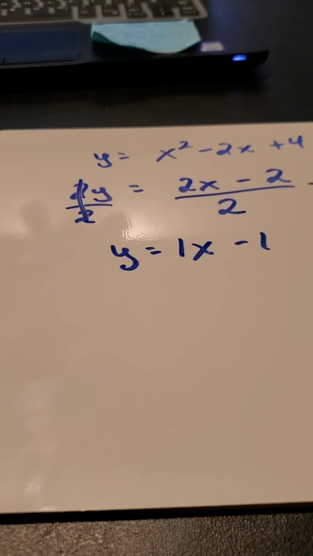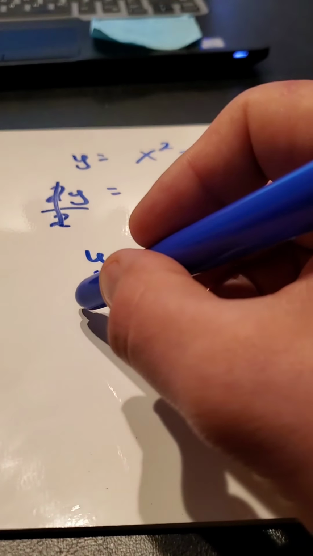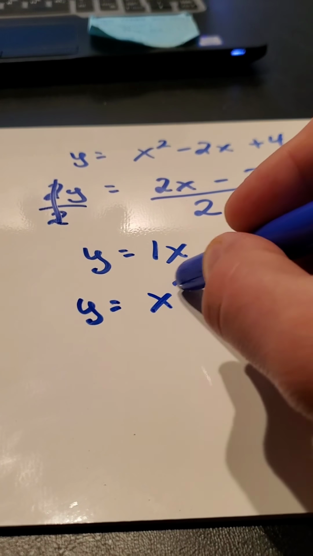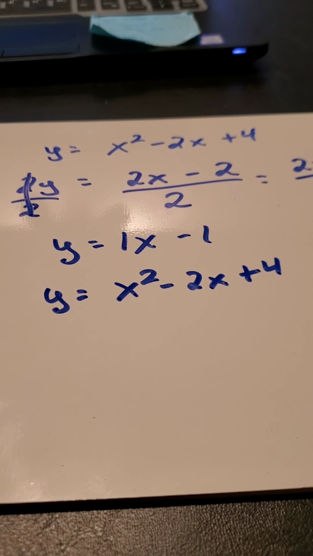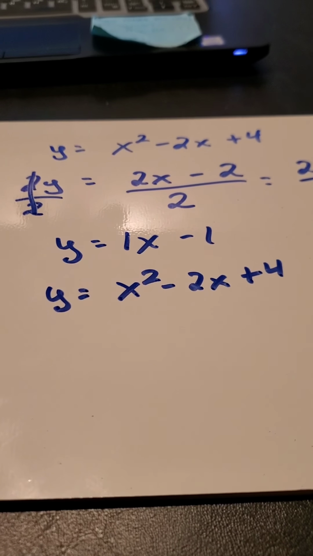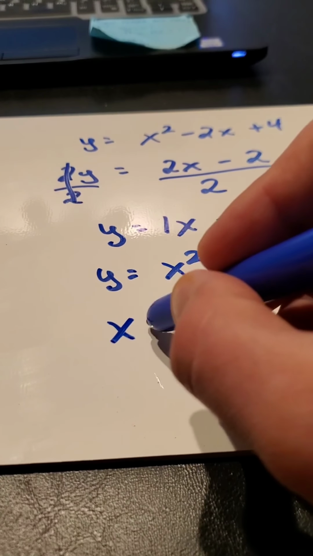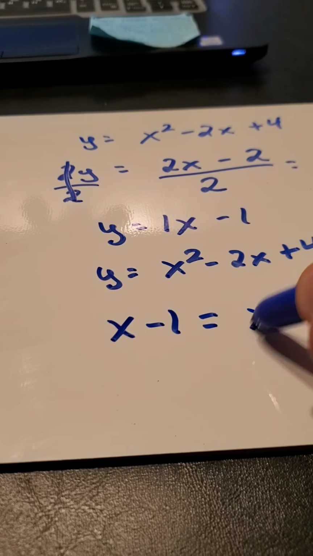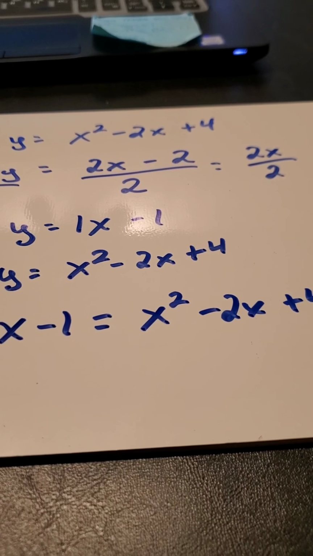Now we actually can substitute. This is the new second equation, and we're going to substitute that in with y equals x squared minus 2x plus 4. Now that these are both equal to y, I'm going to set them equal to each other, ignoring the 1 out in front for a moment. So I'm going to say x minus 1 equals x squared minus 2x plus 4.